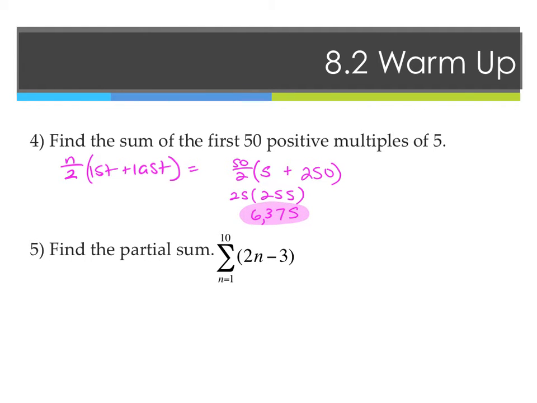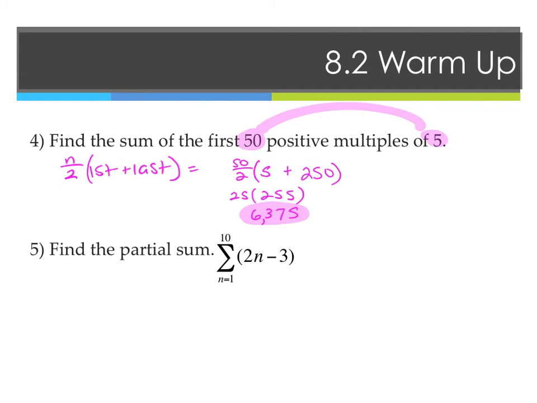How'd you get the 250? So the 50th one would be 50 times 5. Oh, okay. If it was 20th, it'd be 20 times 5. If it's 30th, it's 30 times 5. Okay, thank you. You're welcome.